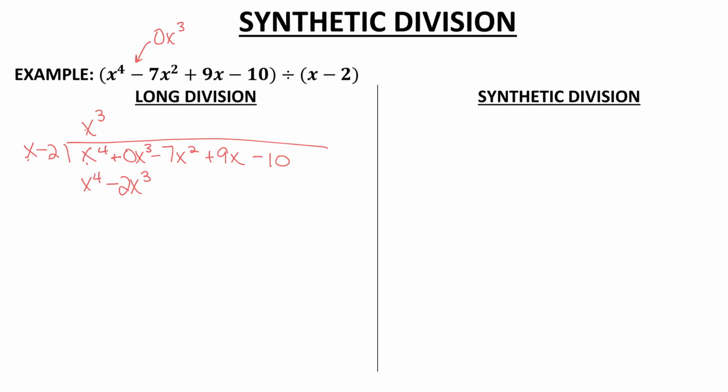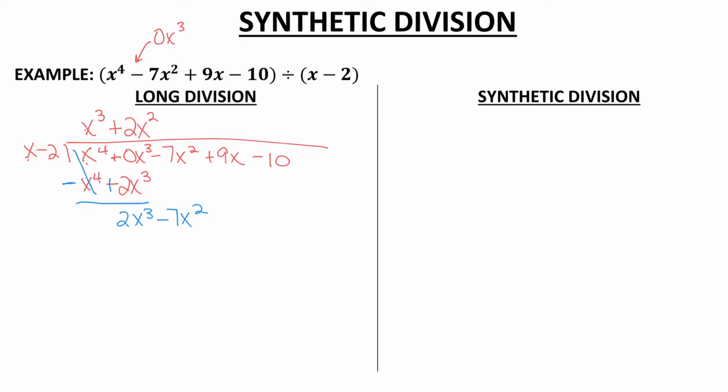Then you want to make sure that you draw your line, and when you draw your line, you need to change the sign of that second row. So then you're going to add, this cancels, this gives you 2x to the third. And then I'm going to go ahead and bring down the minus 7x squared. Then I need to look again at the first term in each of these. So 2x to the third divided by an x is 2x squared.